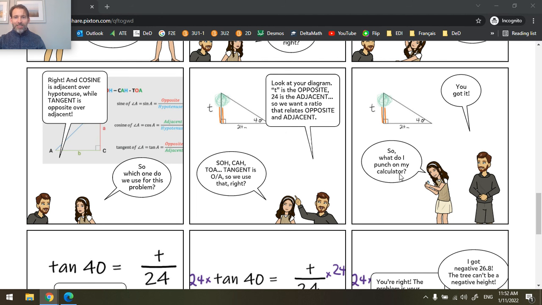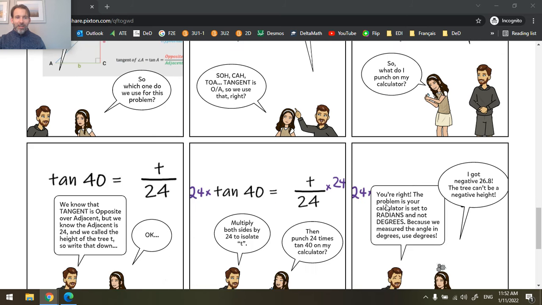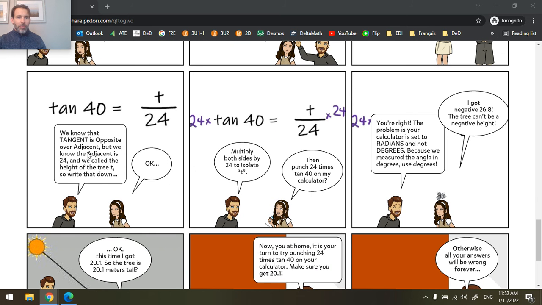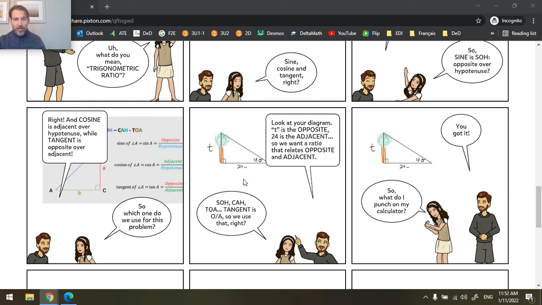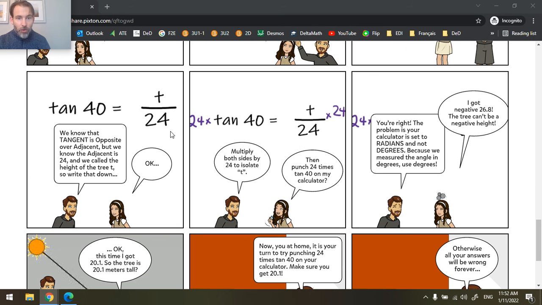You got it. So what do I punch on my calculator? Well, we know that tangent is opposite over adjacent, the adjacent is 24, and we called the height of the tree t. So tan 40: 40 degrees is our angle, opposite is t, and adjacent is 24. Write all that down. Multiply both sides by 24, and these 24s will cancel to isolate t. Then just punch 24 times tan 40 on my calculator.